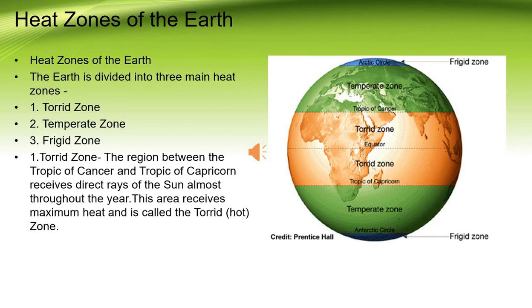Torrid zone. The region between the Tropic of Cancer and Tropic of Capricorn receives direct rays of the sun almost throughout the year. This area receives maximum heat and is called the torrid, that is hot zone. It extends from the equator to the Tropic of Cancer in the north and the equator to the Tropic of Capricorn in the south. This region receives the maximum amount of sunlight throughout the year.